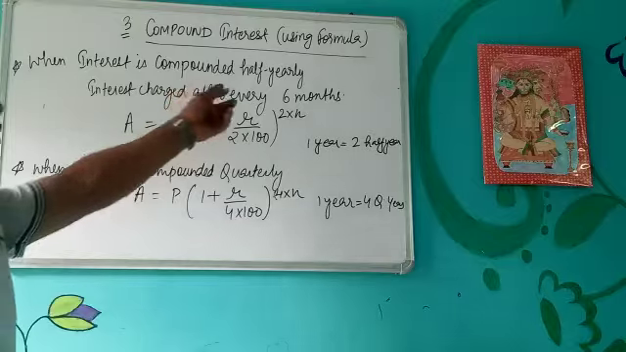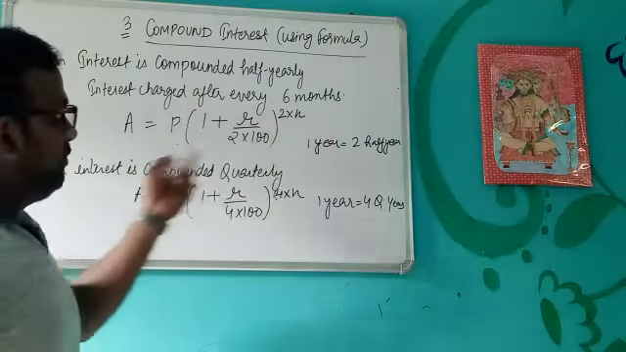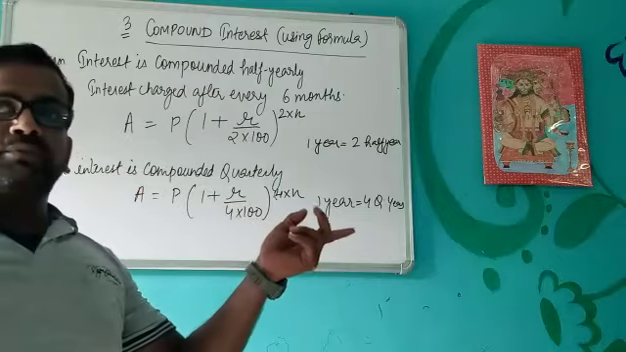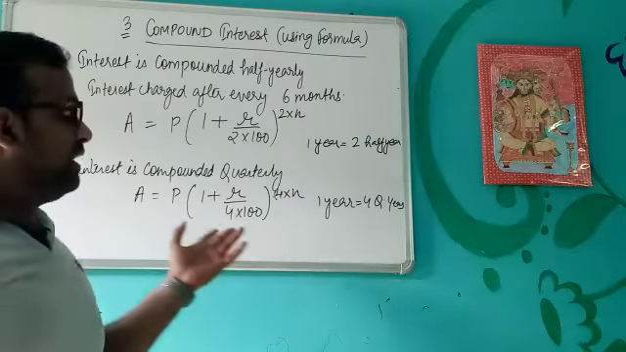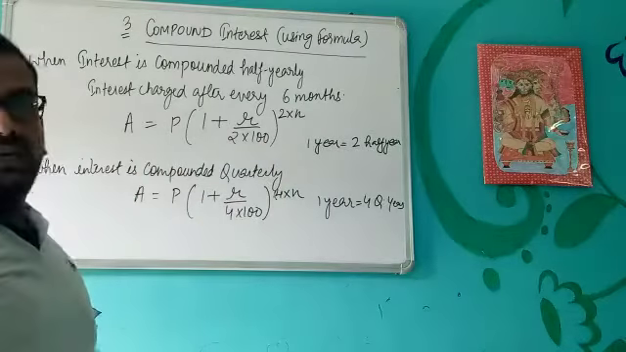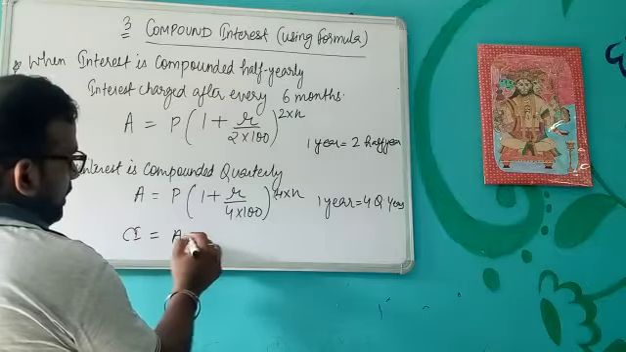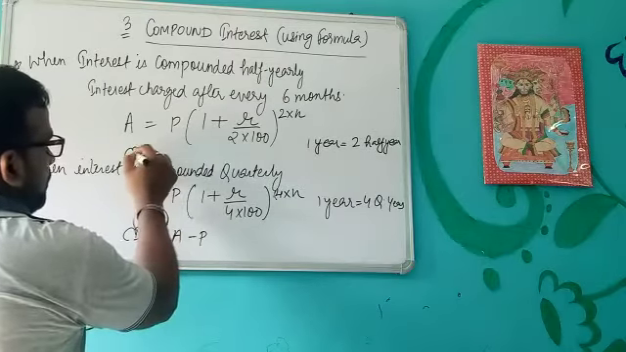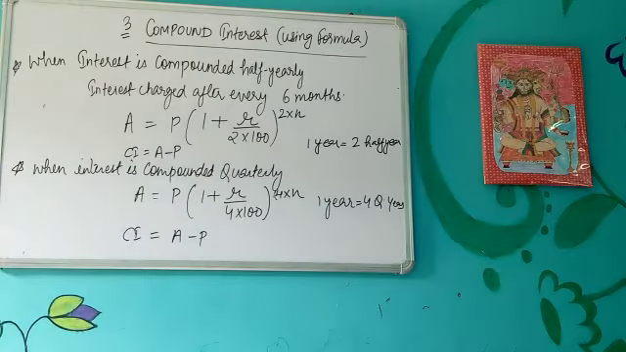When the interest is compounded half yearly, then interest is charged after every 6 months, and when the interest is compounded quarterly, the interest is charged after every 3 months, that is after every 1 quarter. So this is the change in the formula, and compound interest will remain the same. It will be A minus P. In this case also compound interest will be A minus P. So these two formulas also we will use to solve a few questions of the exercise.